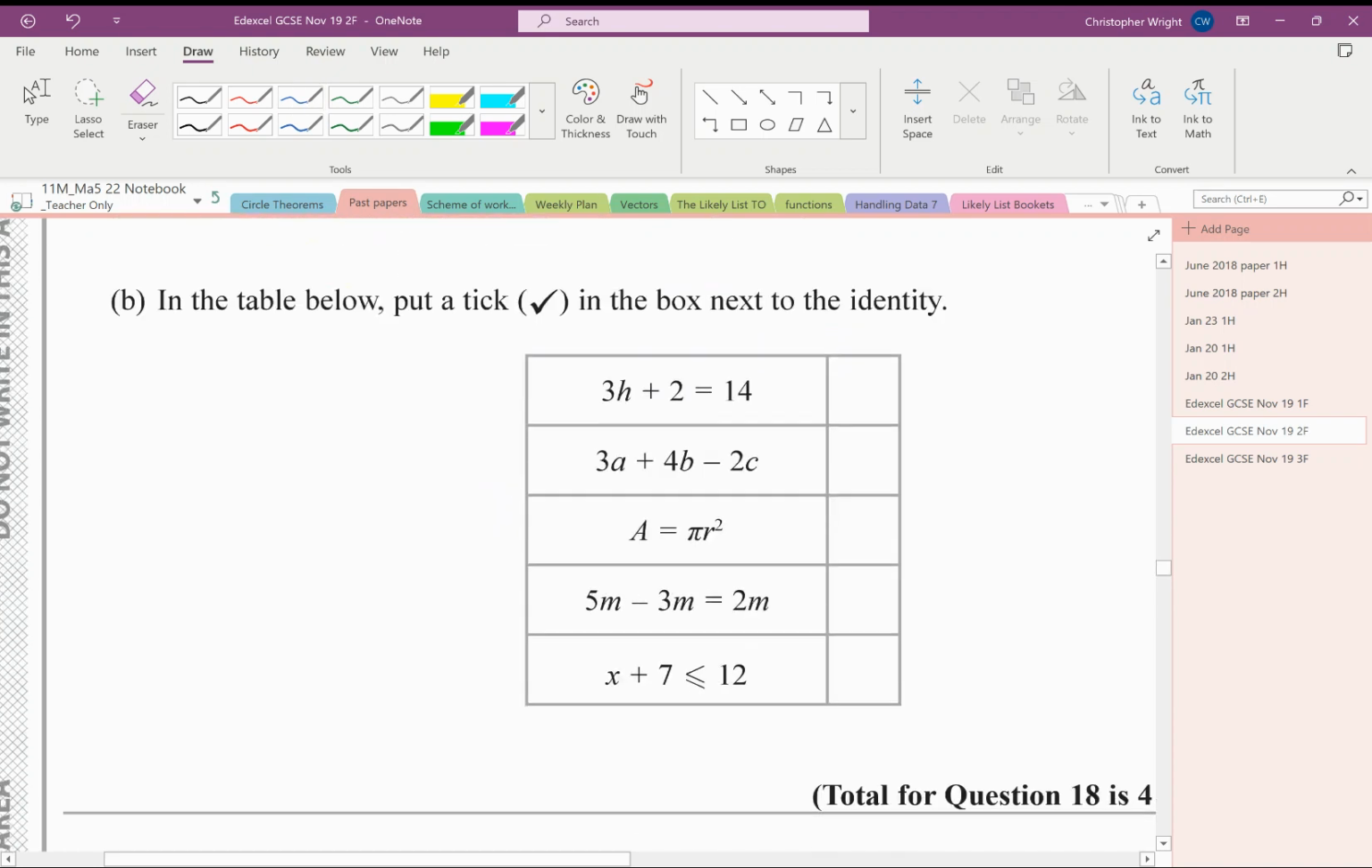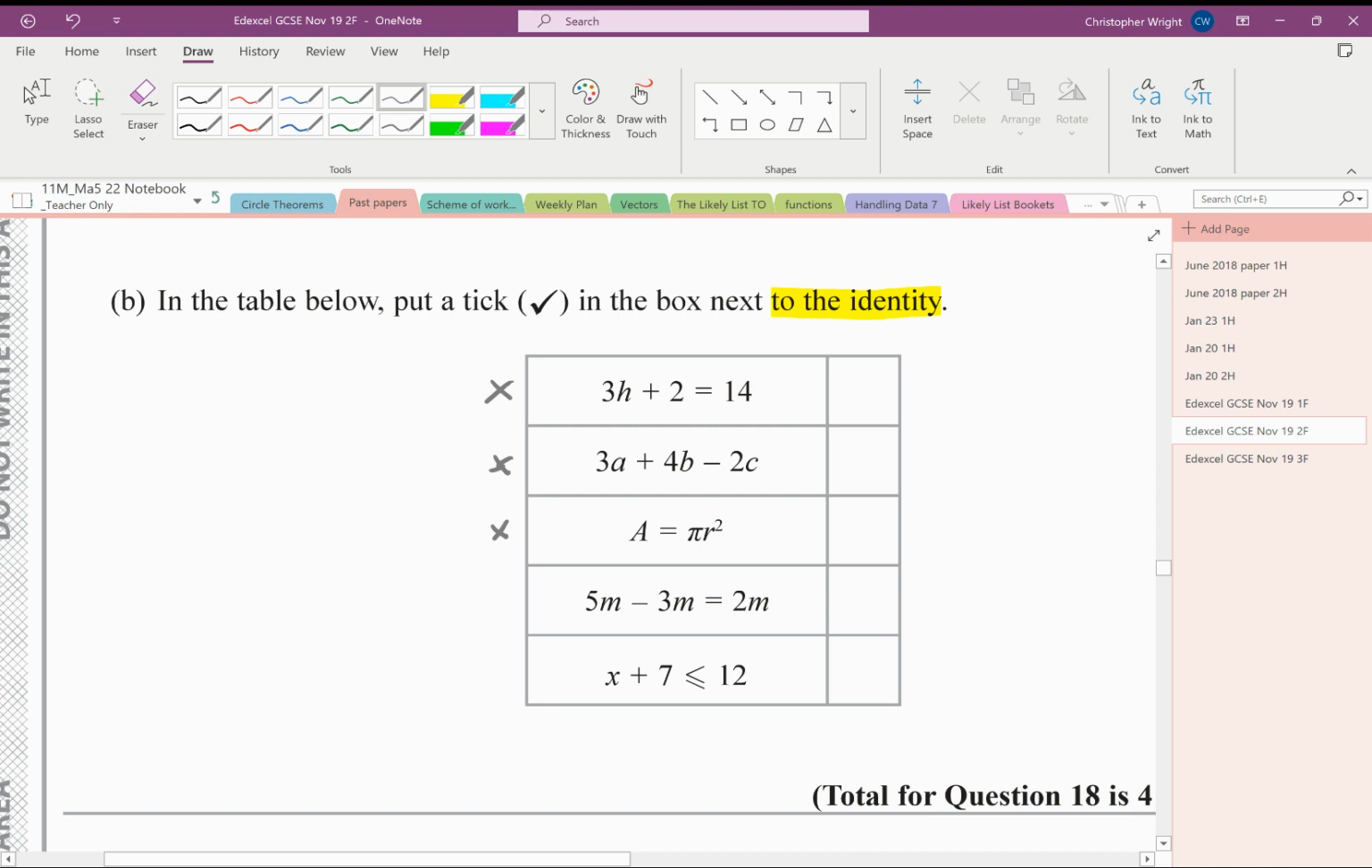18b. In the table below, put a tick in the box next to the identity. So next to the thing that was always true. Well, 3h plus 2 equals 14 might be true. It depends on what h is. So that's not the one. 3a plus 4b plus minus 2c, well, it doesn't tell me what that's supposed to equal, so that's not an identity. A equals pi r squared, that's a formula. Okay, it's not an identity.